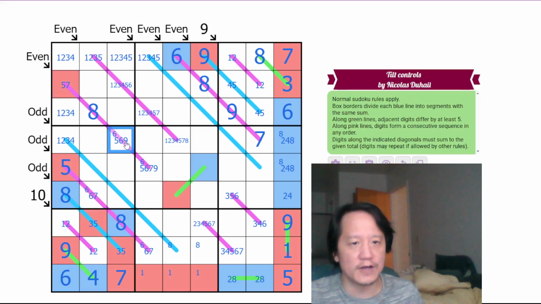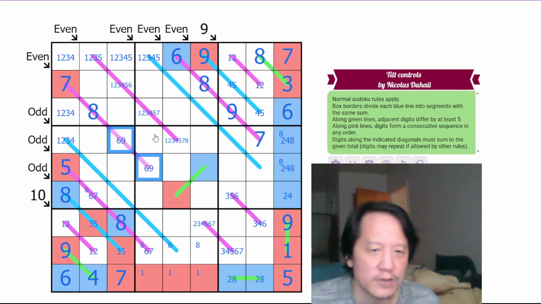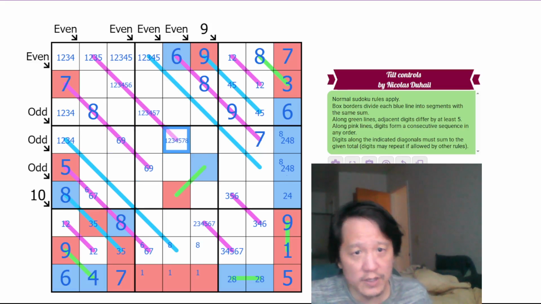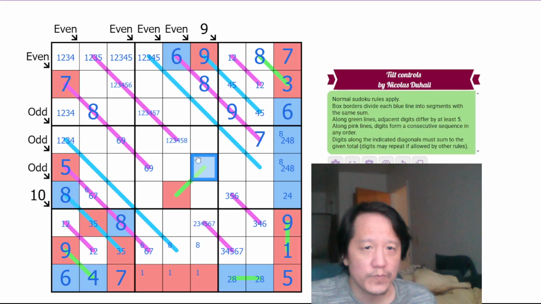5 eliminates 5 in the rest of this red band, so this can't be 5, it's 7. This can't be 5, and this can't be 5 or 7, so this is 6, 9 as a pair. That should eliminate 6, 9 in the rest of the cells that see both of these cells. 7 here. Well, that doesn't help us very much. 7 eliminates 7 here.